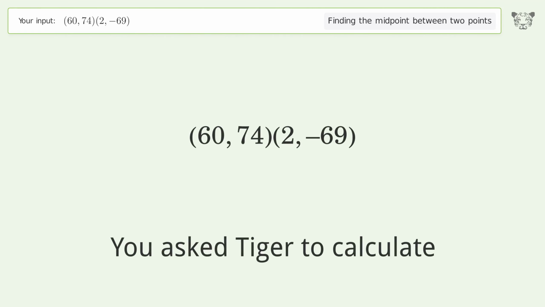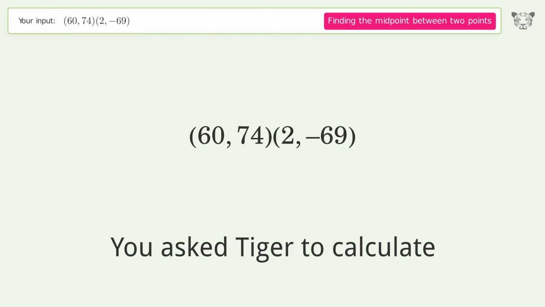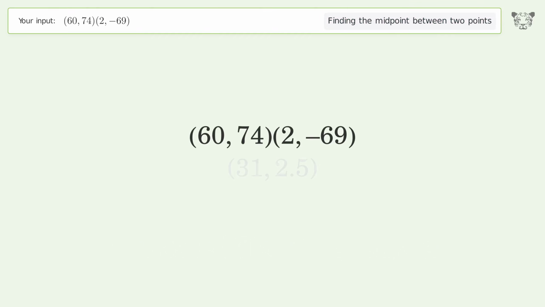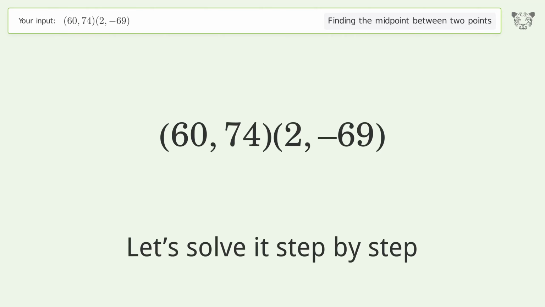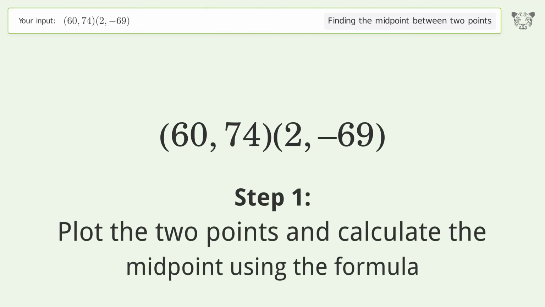You ask Tiger to calculate. This deals with finding the midpoint between 2 points. The midpoint between the 2 points is 31, 2.5. Let's solve it step by step. Plot the 2 points and calculate the midpoint using the formula.